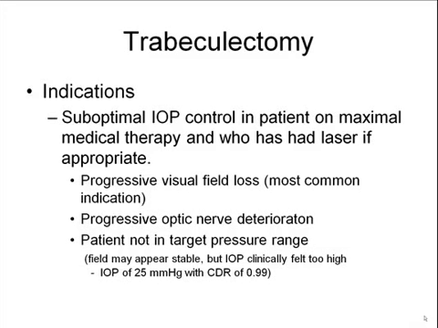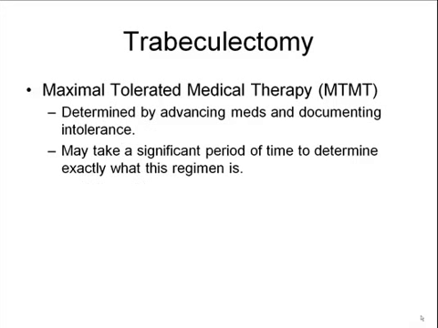This is probably the most commonly performed glaucoma surgery. It's done for suboptimal IOP control on someone who's basically failed maximal medical therapy and already usually undergone laser trabeculoplasty. Progressive visual field loss is the most common indication, although you can also do it for progressive optic nerve changes or when a patient's not in the ideal target pressure range.